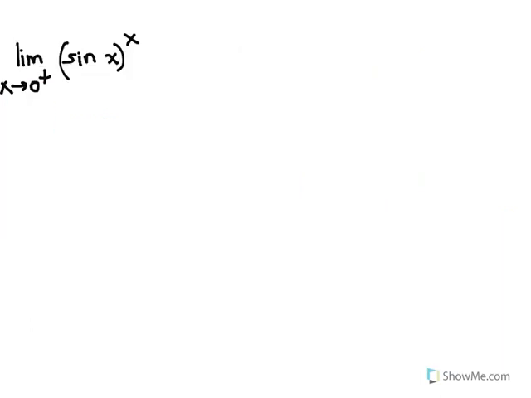Okay, so let's look at an example here. We have the limit of sine of x to the x as x approaches 0 from the right side of 0. So the first thing that you should try is what we call direct substitution. You're going to see what you get when you substitute 0 for x in your function. So we would get sine of 0 to the 0. Right? What is sine of 0? Sine of 0 is 0. So you have 0 to the 0.